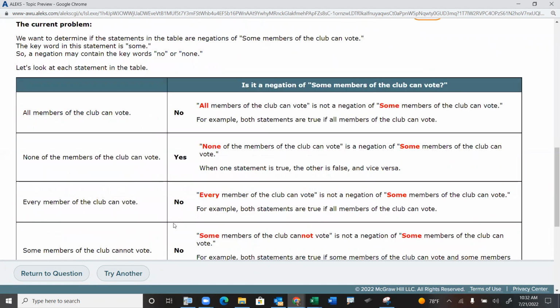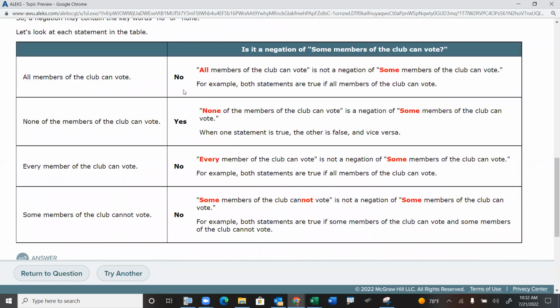Okay, so down here, let's see what we got. Again, the original statement is some members of the club can vote. So what about all members of the club can vote?